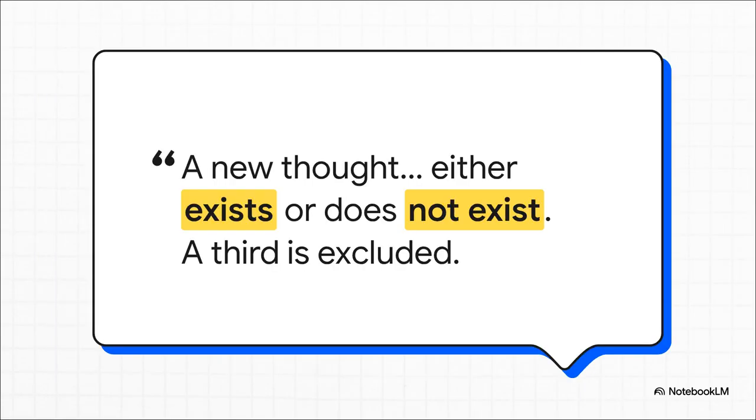Okay, so let's make this real. Imagine you have a brand new idea, something totally original that's never been thought of before. According to this excluded third rule, that thought has to fit perfectly into one of two boxes. Either it exists, like poof, fully formed, or it simply does not exist at all. There is no in-between state. A third possibility is, just like the name says, kicked out, excluded.